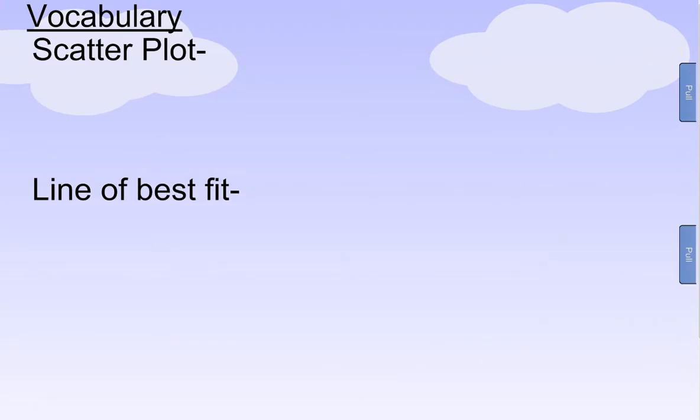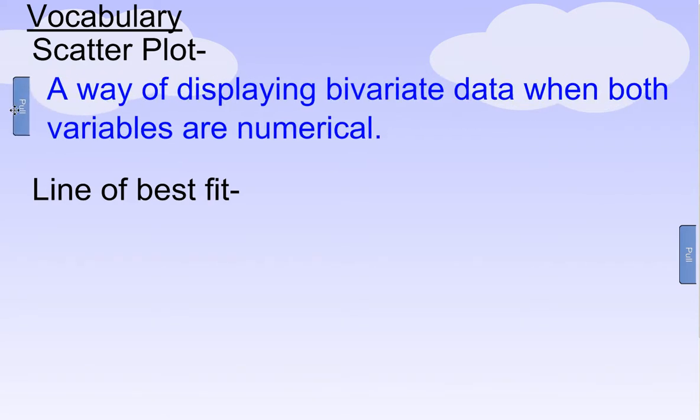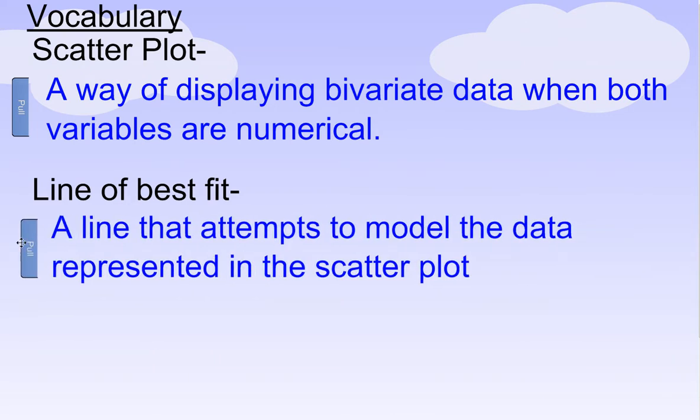So we have two vocabulary words. Actually both of these are old from the last lesson, so it's the same exact thing. Scatterplot is a way of displaying bivariate data when both variables are numerical. And the line of best fit is a line that attempts to model the data represented in a scatterplot. And the line of best fit is linear, line, straight. So we won't be talking so much about the non-linear in this lesson. We'll be looking at just linear. Okay? So let's go ahead and get right into it.